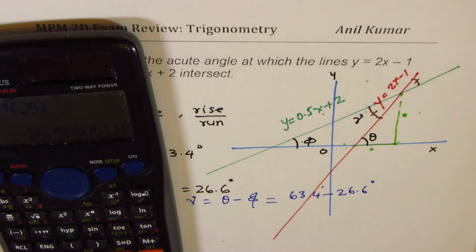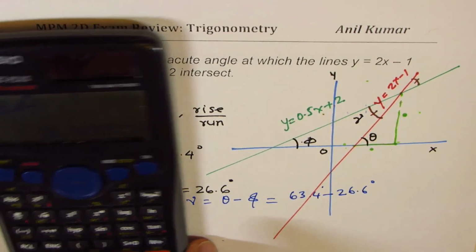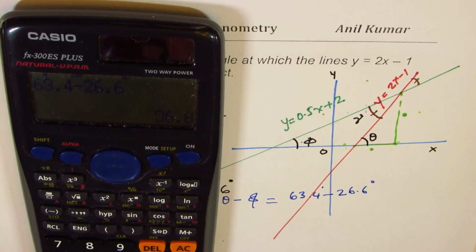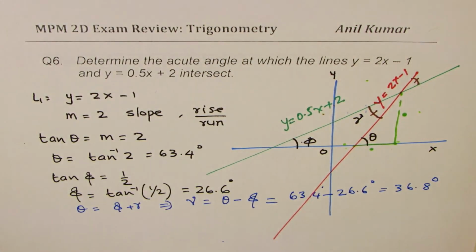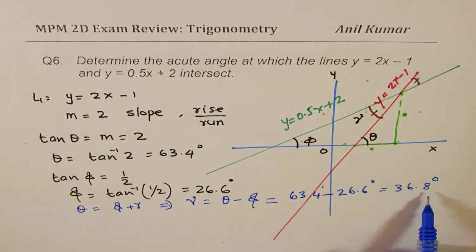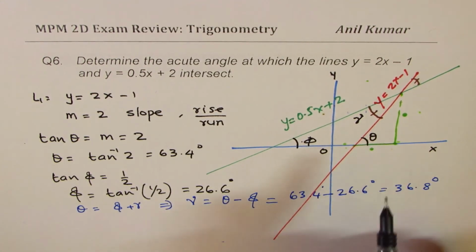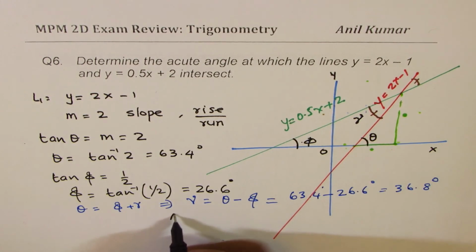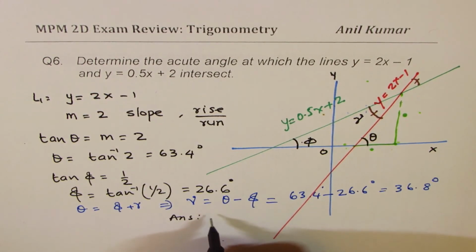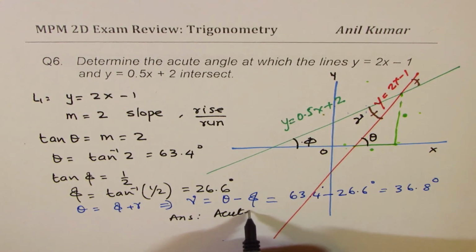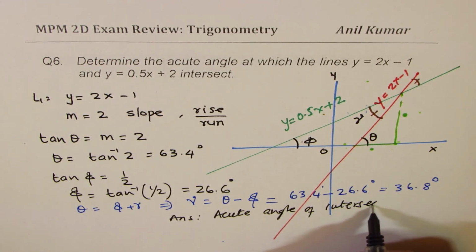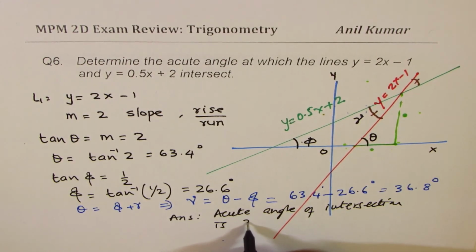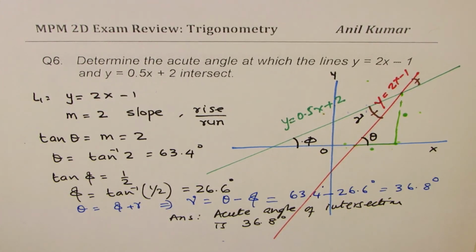So let's do it. 63.4 take away 26.6, so rounding it to 1 decimal place, we get 36.8 degrees. Does it make sense to you? So without using any other formula, we can very easily find the angle of intersection of lines, right? So our answer is the angle of intersection, so acute angle of intersection is 36.8 degrees.